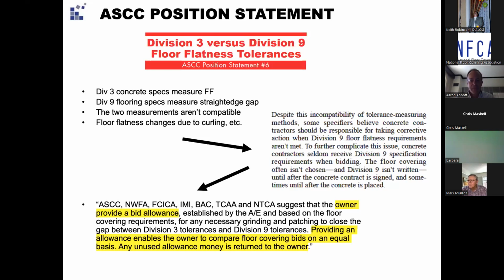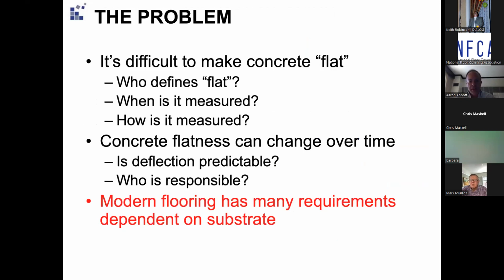Yeah, right. Exactly right. I think ASCC did a great job with that position statement. Yep. This is good, simple language. Simple language. So again, back to the problem.